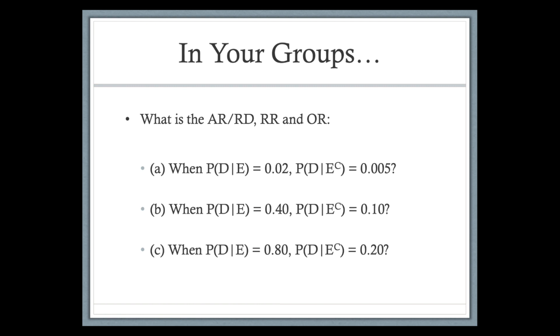We're going to look at working out the attributable risk, the risk ratio, and the odds ratio in these three cases. In part A, the probability of disease for someone who's exposed is 2%, and for someone who's not exposed is 0.5%. Part B, the probability of disease for exposed is 40% and for unexposed is 10%, and part C, 80% for exposed versus 20% for someone who's not exposed. On the next slide, I'm going to show you the answers and we'll talk about them.